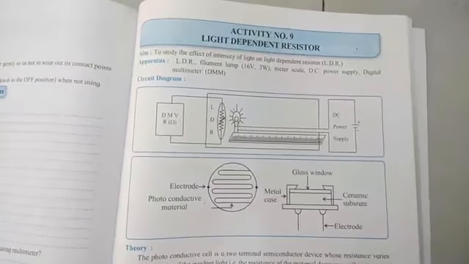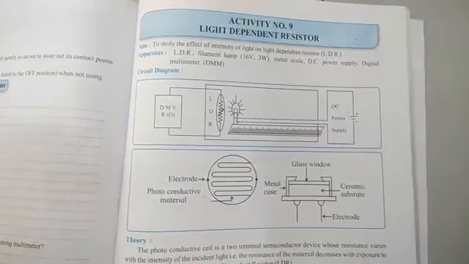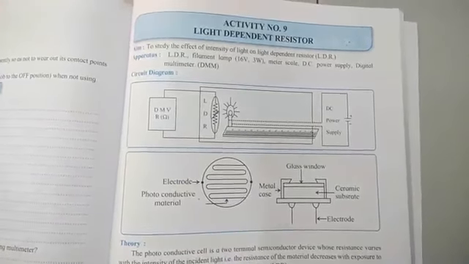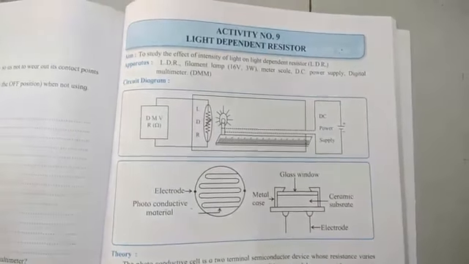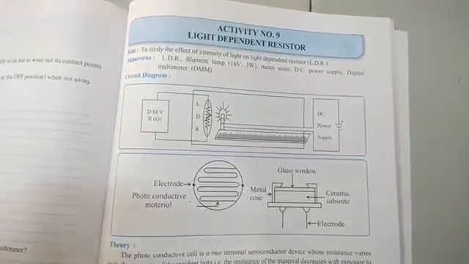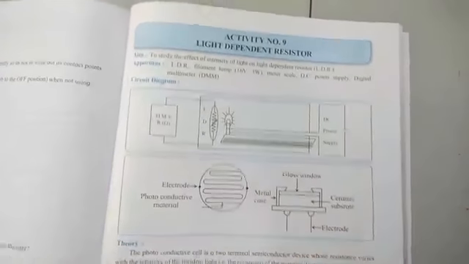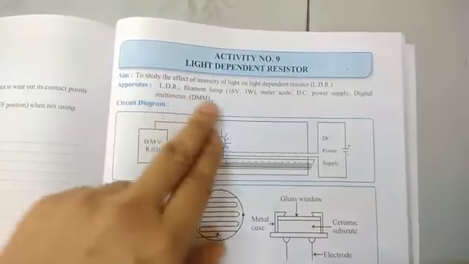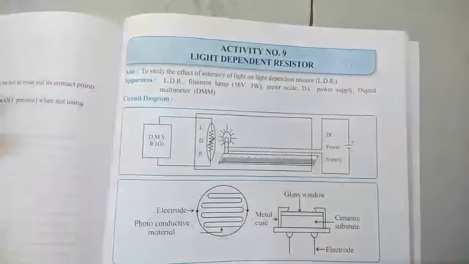This light dependent resistor is fabricated from semiconductor material, for example cadmium sulfide, cadmium selenide, and cadmium sulfoselenide. So when light falls on the semiconductor material, its resistance will vary according to the intensity of the light. The apparatus required for this activity is an LDR, filament lamp, meter scale, DC power supply, and digital multimeter.